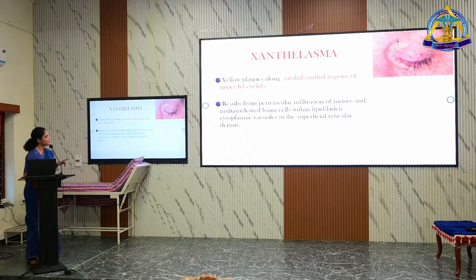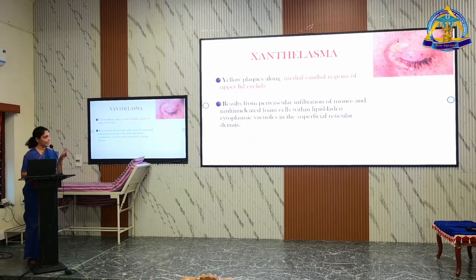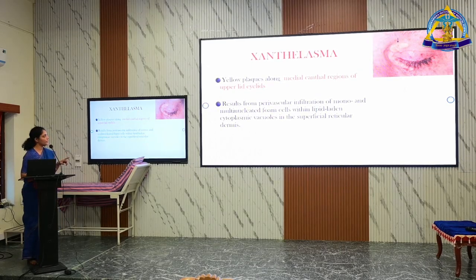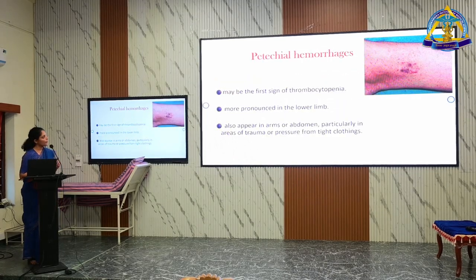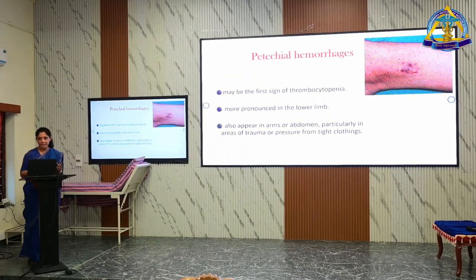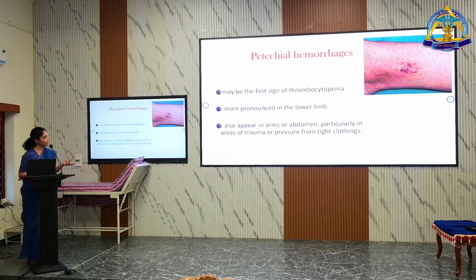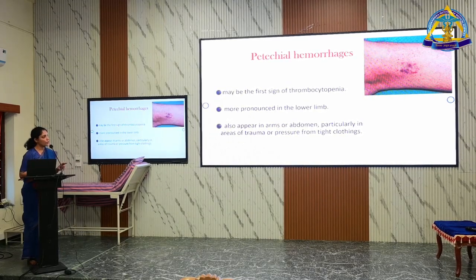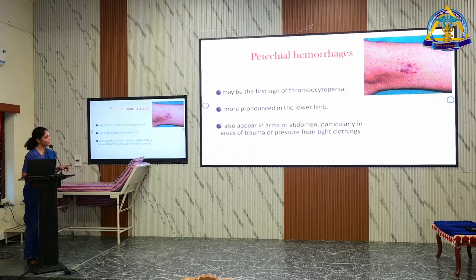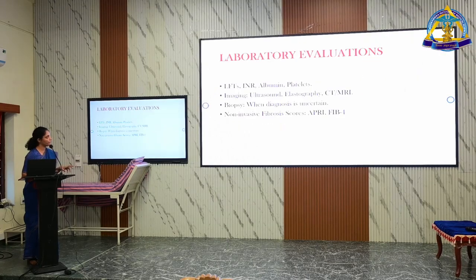Then xanthelasma: the yellow plaques along the medial canthal regions of the upper eyelids, which result from perivascular infiltration of mono- and multinucleated foam cells with lipid-laden cytoplasmic vacuoles. And we all have come across petechial hemorrhages, maybe the first sign of thrombocytopenia. Mostly look for petechiae in the lower limb. It can also occur in the upper arms and abdomen.